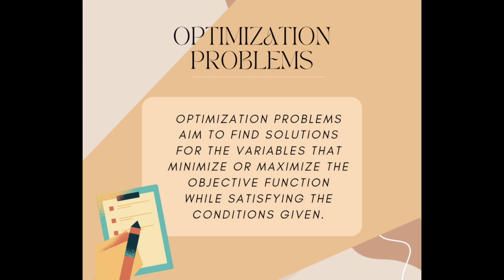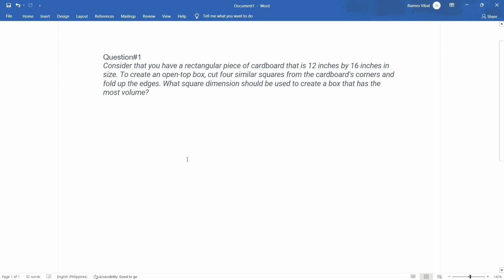Optimization problems aim to find solutions for the variables that minimize or maximize the objective function while satisfying the given conditions. Question 1. Consider that you have a rectangular piece of cardboard that is 12 inches by 16 inches in size. To create an open top box, cut 4 similar squares from the cardboard's corners and fold up the edges. What square dimension should be used to create a box that has the most volume?